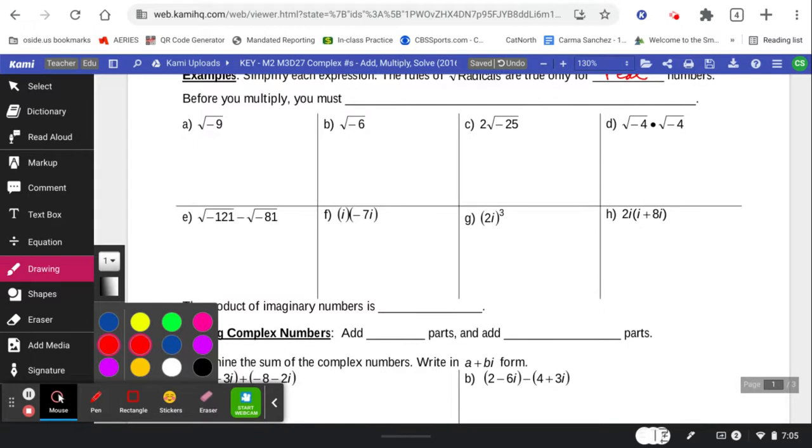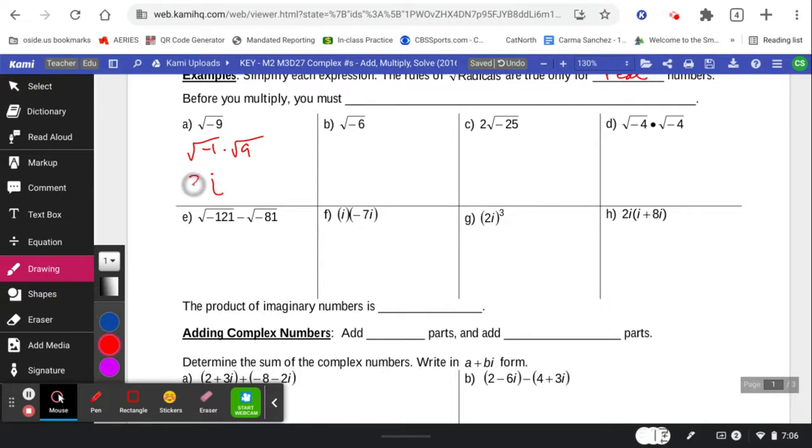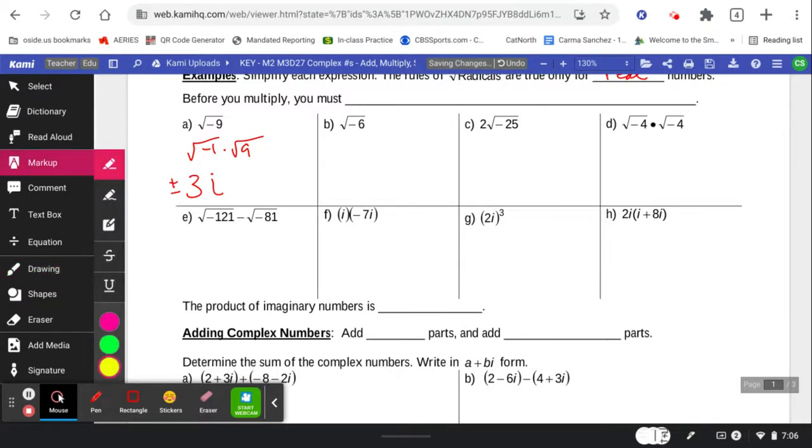All right, so negative 9 could be broken down into negative 1 times 9. And so what is the square root of negative 1 by definition? We now know that that's an i, and the square root of 9 is just 3. So for this example, we would see that our simplified radical is just plus or minus 3i.